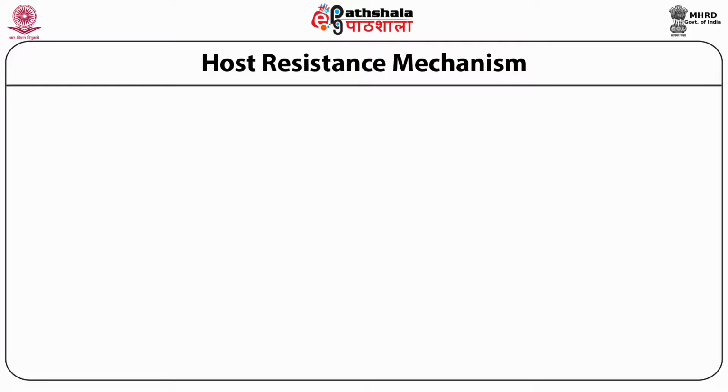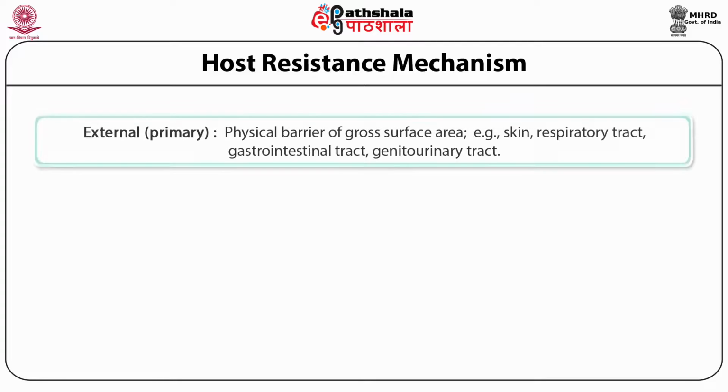Hosts have many strategies to prevent the pathogen from entering the body. The first one is external. The physical barriers prevent the pathogen from entering the body, such as skin, respiratory tract, gastrointestinal tract, and genitourinary tract. So these coverings prevent the entry of pathogen inside the body.